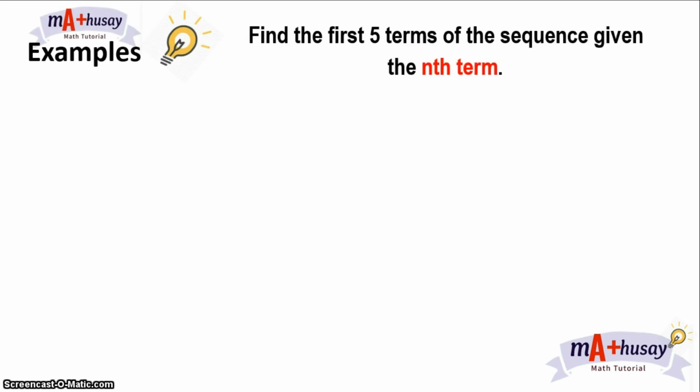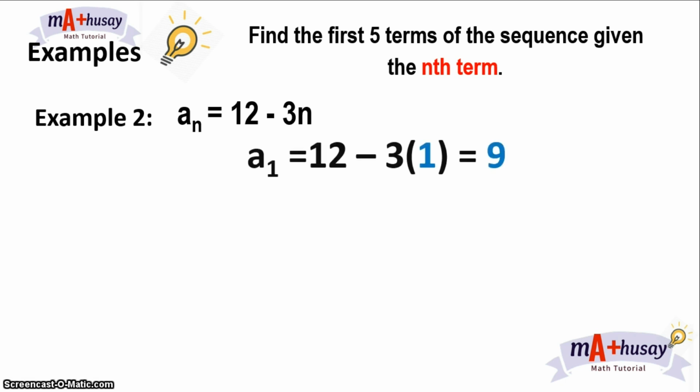Let's have example number 2. The general term or the nth term is a sub n equals 12 minus 3n. So, our goal again is to find the first 5 terms of the sequence. To do this, we have to plug in the set of natural numbers from 1 to 5. So, when n is 1, 12 minus 3 times 1, that's 9. So, the first term of the sequence is 9.